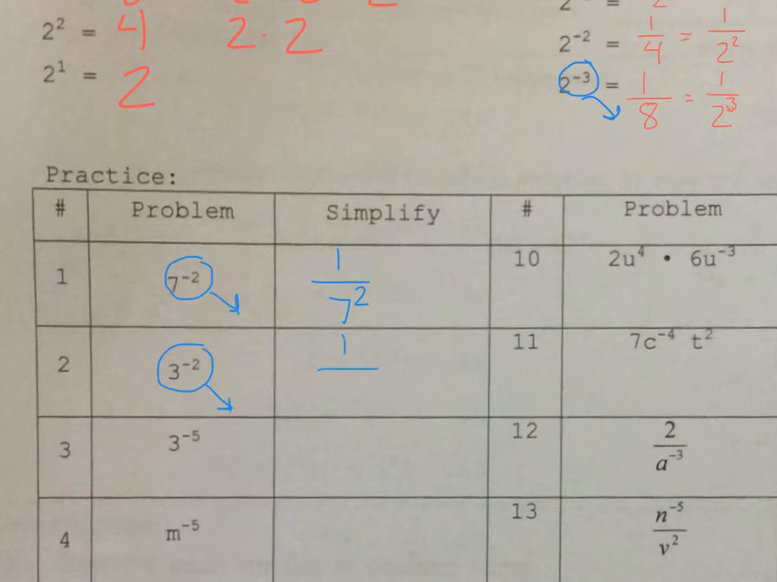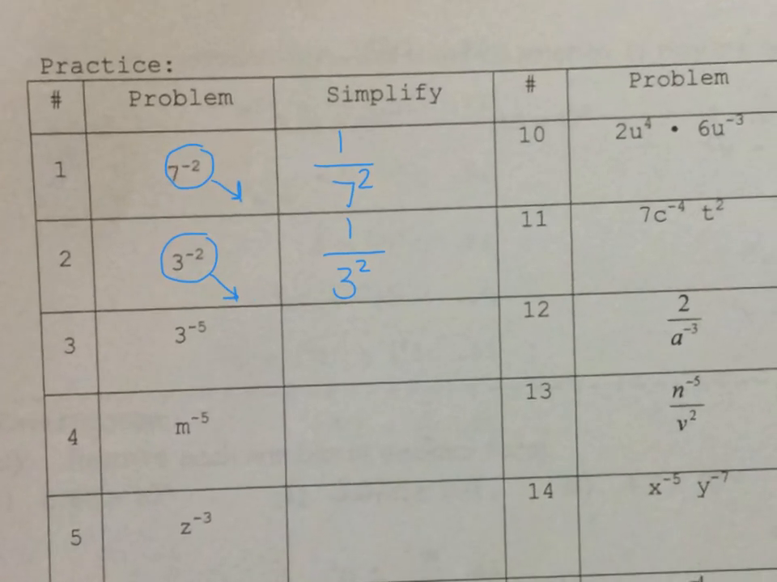1 over 3 squared. What I say is, when I see a negative exponent, it's like that exponent's being bad. If that exponent's being bad, I'm going to send it down to the basement, and then it becomes good again. So the 3 here: that negative exponent is being bad, so I'm going to send it to the basement, and it's going to turn good.